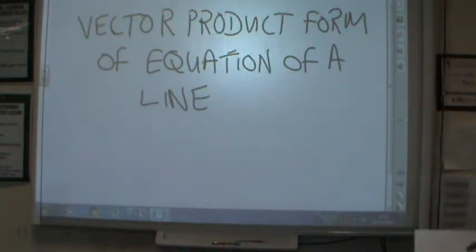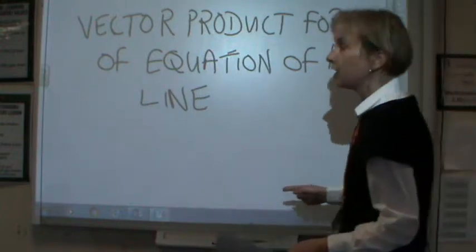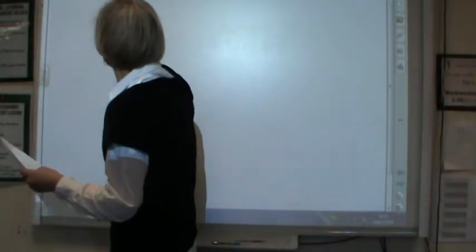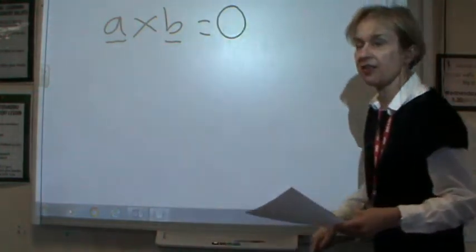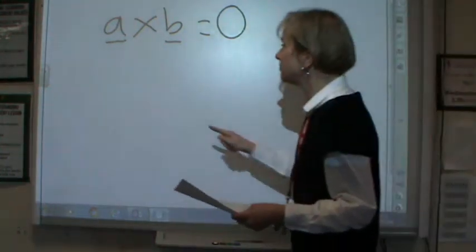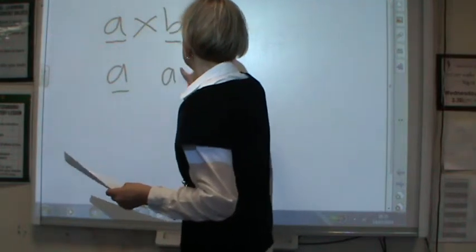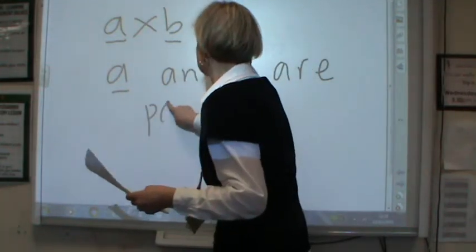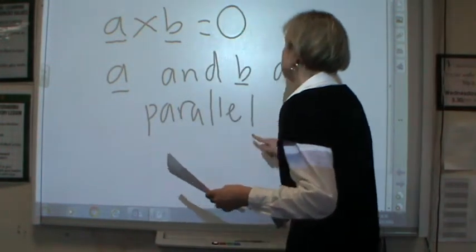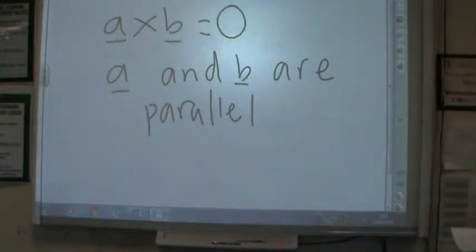Right, what we're going to look at now is the vector product form of an equation of a line. So, writing the vector equation of a line a different way. Now, you know a couple of things already. You know that if the cross product of two vectors equals 0, that means vectors A and B are parallel or collinear. It means the angle between those vectors is 0, because they're linked by sine theta from that new formula that we've got.